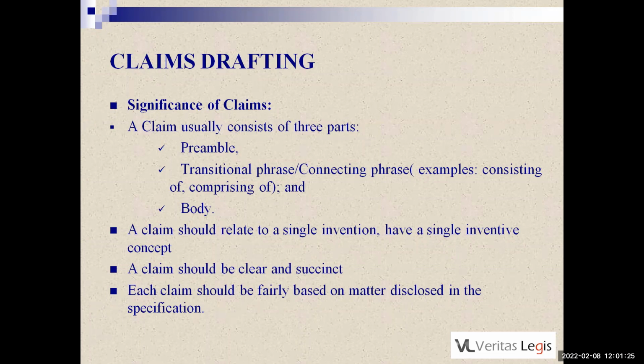So basically, a claim should relate to a single invention, or it should have a single inventive step. So this is very important. Basically, a claim should be covering only a single invention. It should not have multiple inventive steps. It should be clear, fairly based on the disclosure in the specification. It should not be that something is written in the description and the claims say something else. It should be very clear. And if suppose there is an invention in the description, it should be only a single invention. Multiple inventions should not be there in the claims.